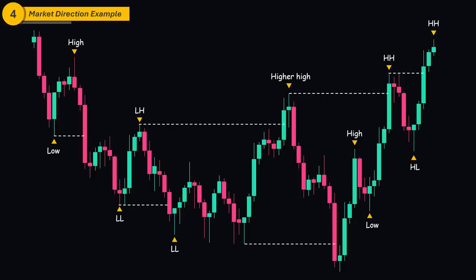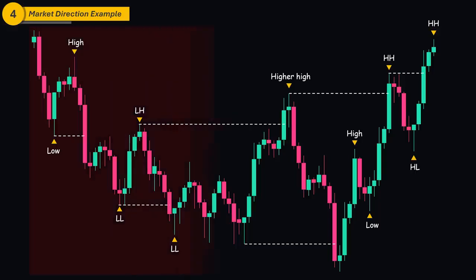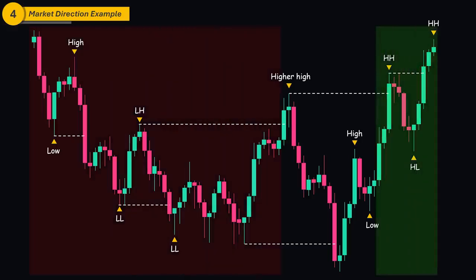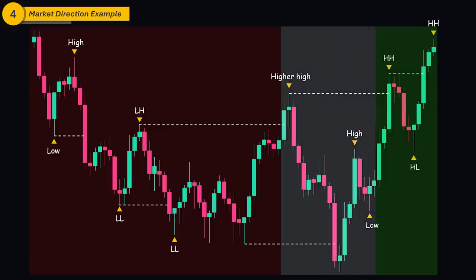So if we wanted to mark the market direction in this example, it would look like this. The red areas show when we had a bearish trend. The green area shows when we had an uptrend, and the gray areas are neutral, with no clear direction. Now that we've talked about the breakout, it's time to see what qualifies as a valid break.